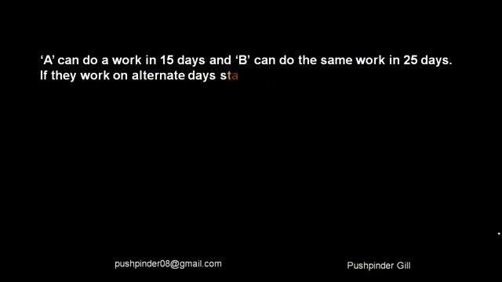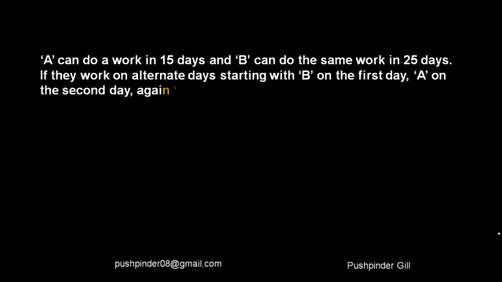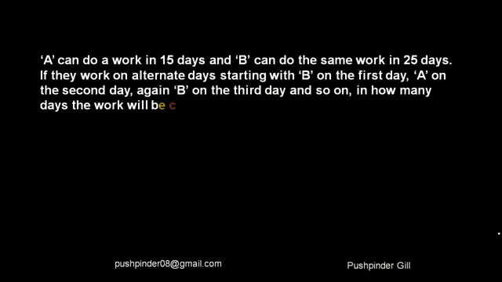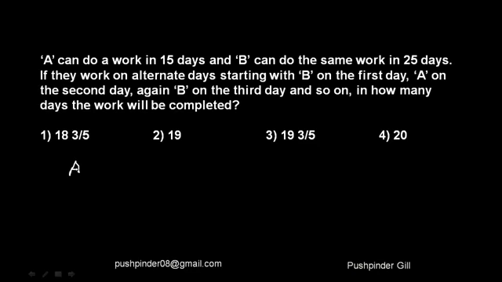Now in this question over here, A can do a work in 15 days, B can do the same work in 25 days, and if they work on alternate days, starting with B on the first day. Now this is very important. He's trying to confuse you. It's starting with B on the first day, then A on the second day. So how many days will the work be completed? Again, the same kind of question, right? So let me just do it in a quick manner so that you are able to understand it.